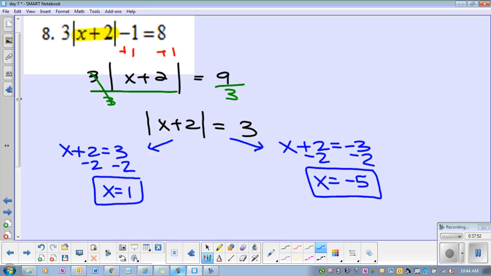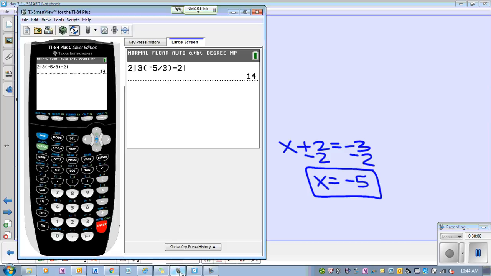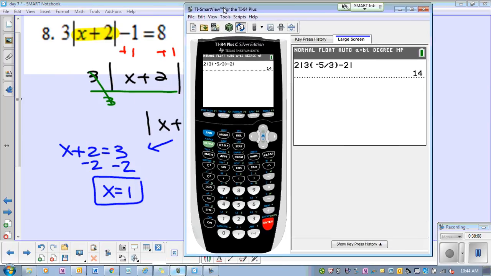And then I want to make sure we can plug this in. We should have x equals 1 and x equals -5. Remember, we're going to plug in to the original. Move this guy over a little bit. Okay, let's see. Did it work? I got 14. You got 15? You got 18? 14. So 3 times the absolute value of, okay, for x, I'm going to plug in 1 first.